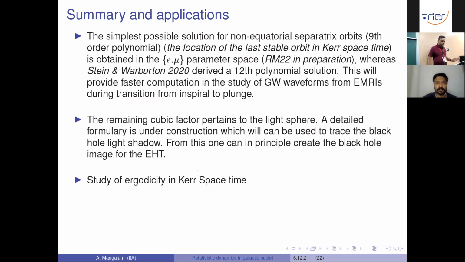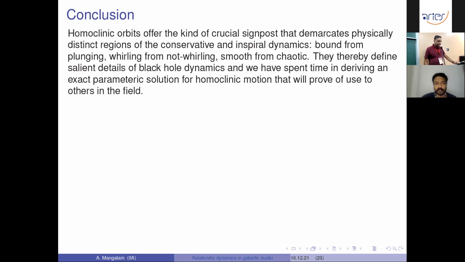So the summary of this first part is that we find the simplest possible solution for non-equatorial separatrix orbits. And this is an advancement over previous work. There's a remaining cubic factor which comes out, which can be investigated and probably has connections to the light shadow problem. So the conclusion here is that the homoclinic and heteroclinic orbits offer a crucial signpost that demarcates physically distinct regions of conservative and inspiral dynamics, and bound from plunging, whirling from non-whirling, smooth and chaotic.